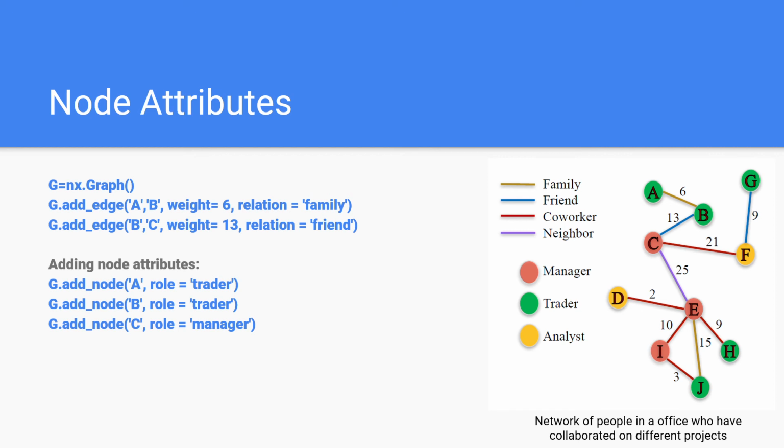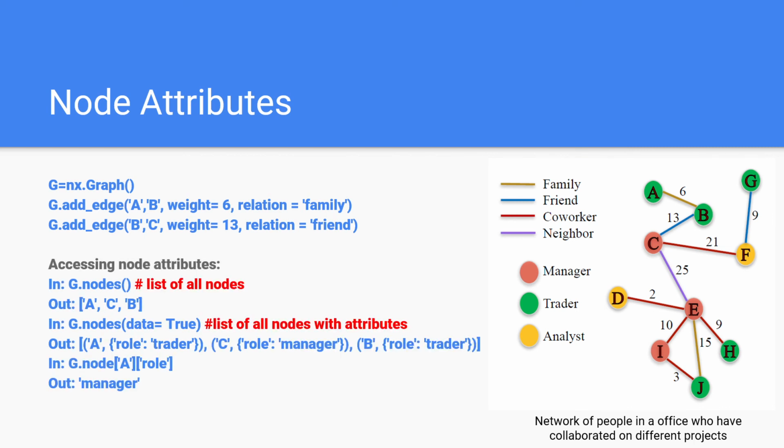So for that, A here is a trader and B is another trader. They could be an analyst or a manager. Depending upon the post of these people, they have different roles. So we just use an attribute role to classify these nodes. It's very similar to adding edges, just the same function, just a variation. Accessing them is very similar. While we were using g.edges to access the edge data, we just use g.nodes to access the node data. If we want to print out the entire data, we just use data equal to True. That gives us the list of all nodes along with their attributes.